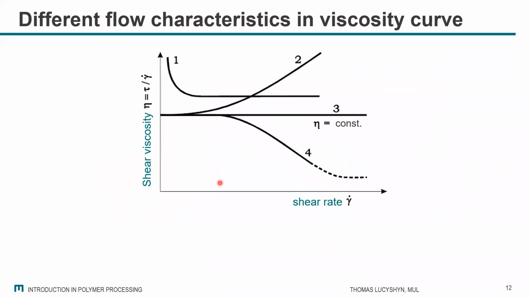Not all materials behave the same way. There are different general characteristics of flow behavior. What you see here is the shear viscosity drawn against the shear rate. So that means the faster you are shearing, maybe there is some change in the flow behavior and the flow resistance. Starting with number 1 is the so-called Bingham behavior, which you can find, for example, in toothpaste.